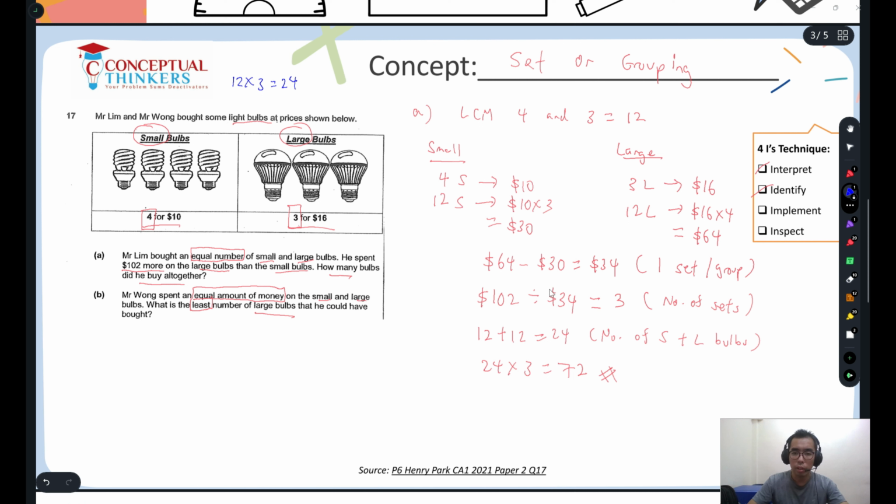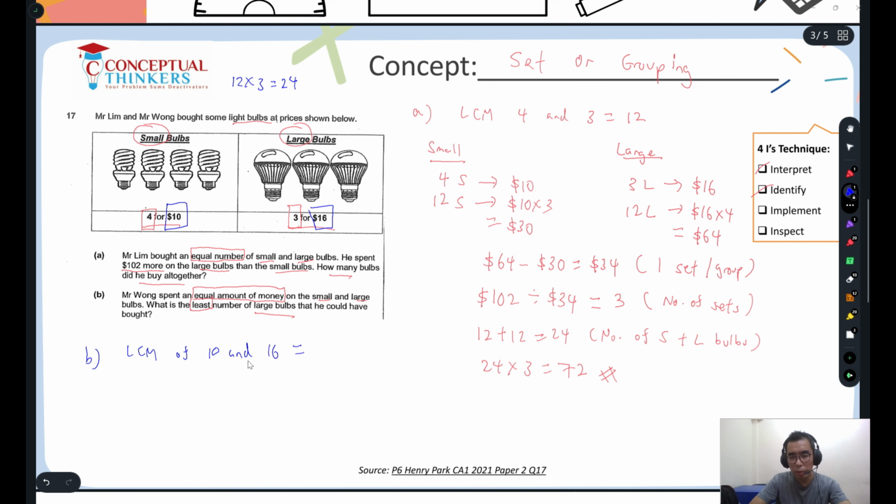Okay. Now for part B. Now Mr. Wong spent an equal amount of money on small and large bulk. So in this case, we are not looking at the quantity, we are looking at the amount of money. So we have $10 here, and we're going to have $16 here. So what we're going to do is find the common multiple. So we find the lowest common multiple of 10 and 16.